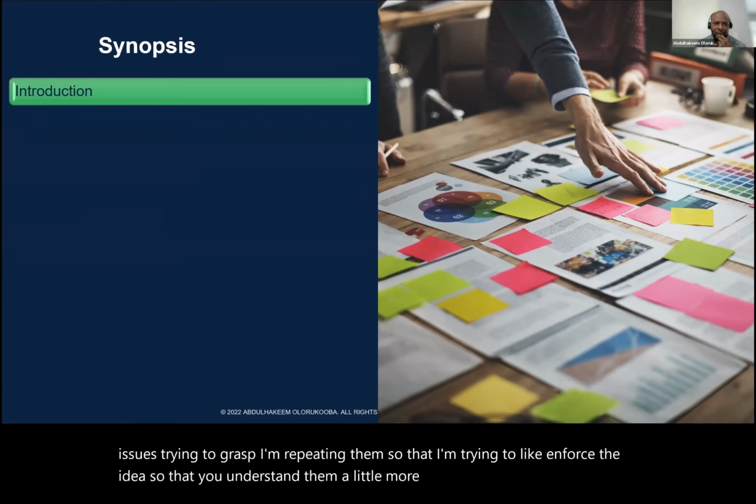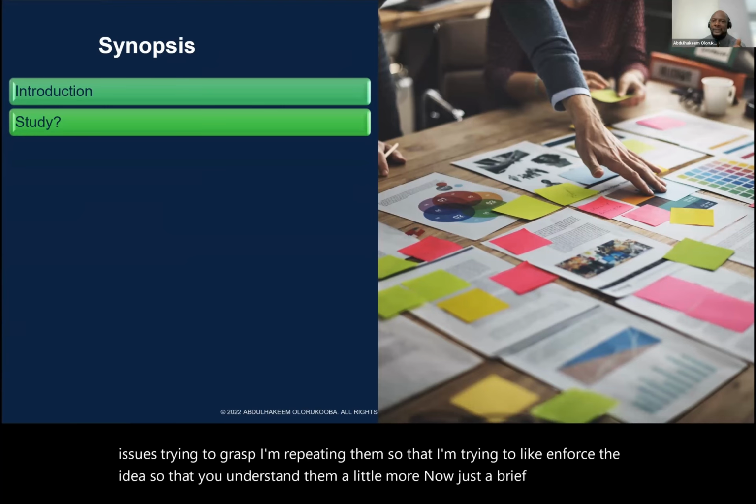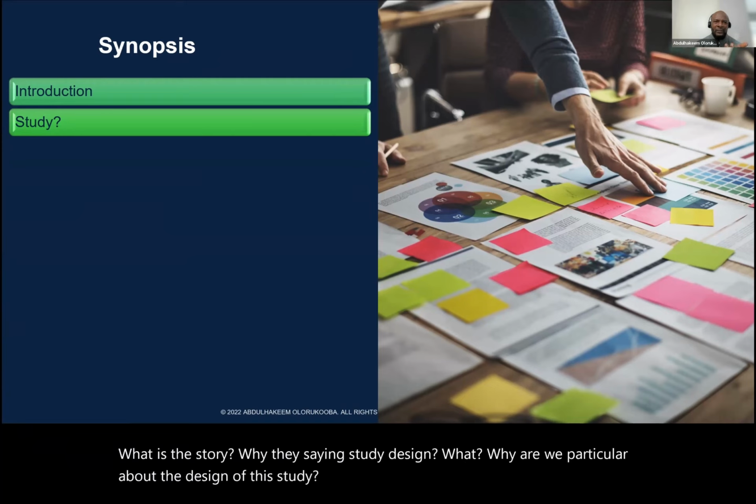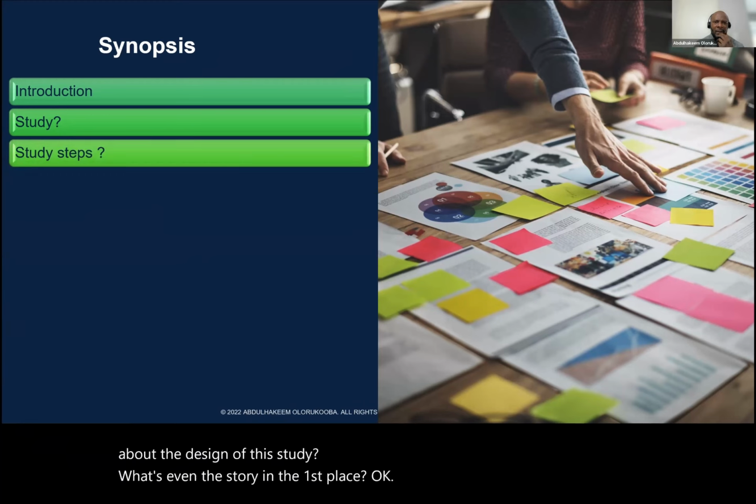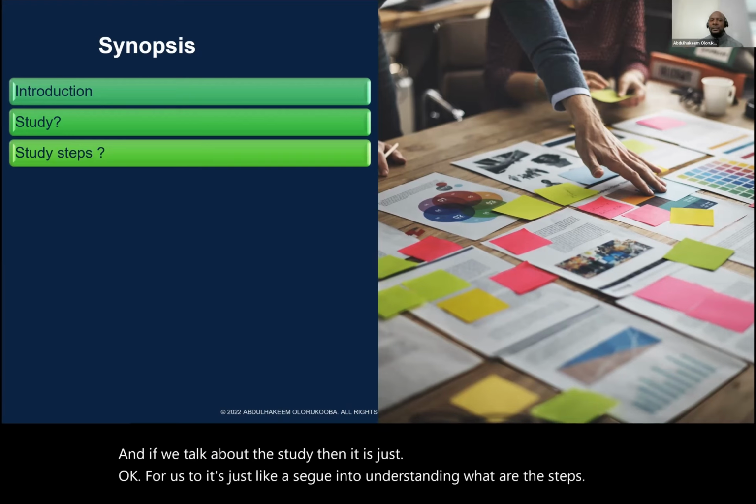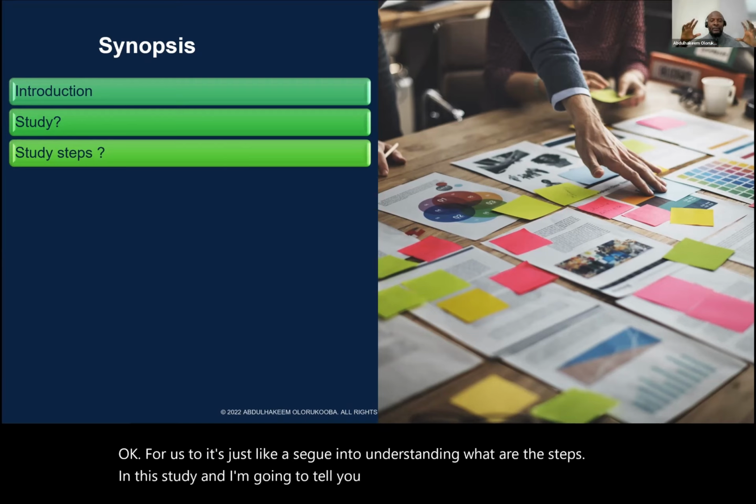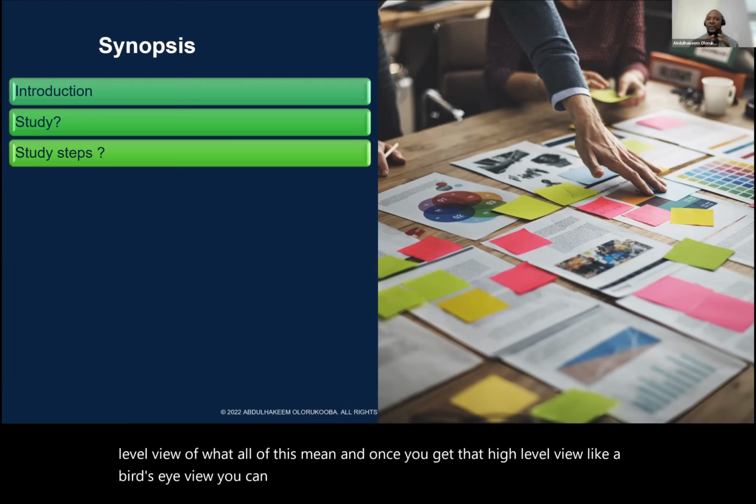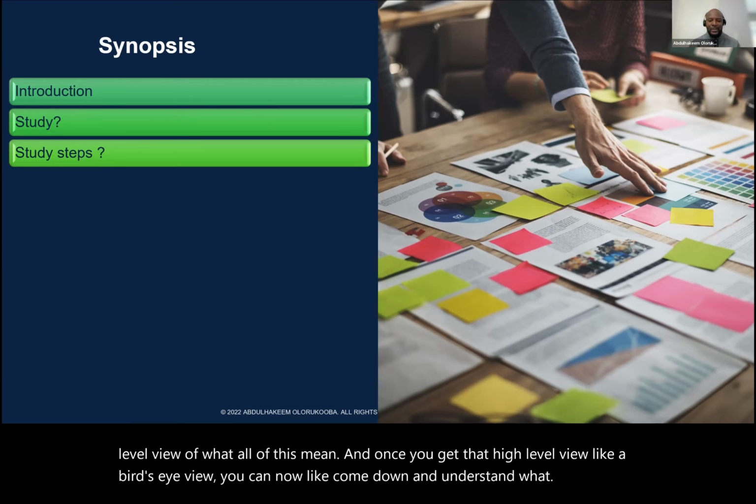Now, just a brief introduction. What is a study? Why are they saying study design? Why are we particular about the design of a study? What's even a study in the first place? If we talk about the study, then it's a segue into understanding the steps in a study. I'm going to tell you this at a high level, a bird's eye view, and once you get that view, you can zone down and understand what this whole thing is all about.